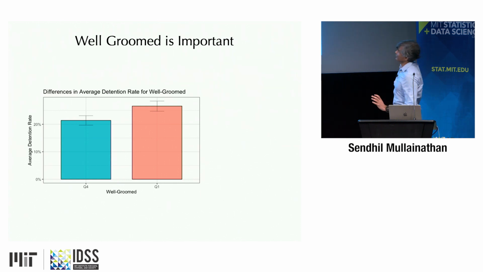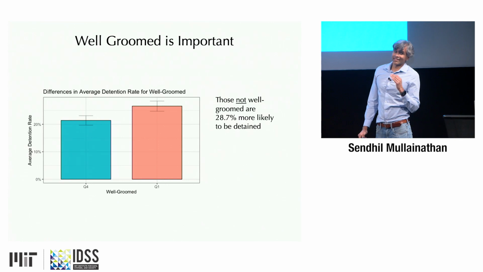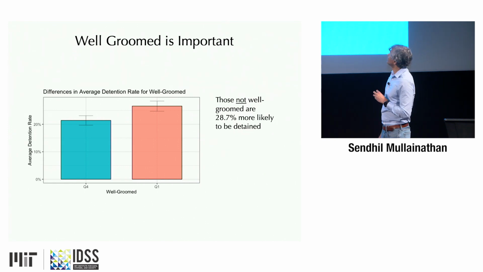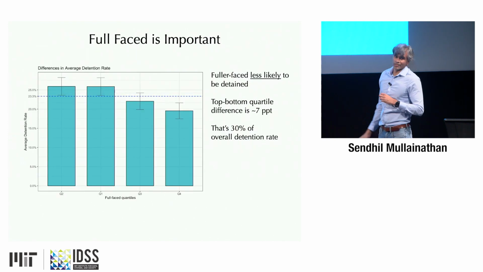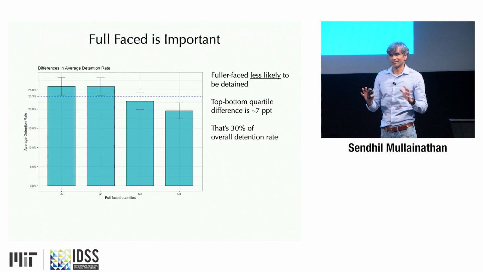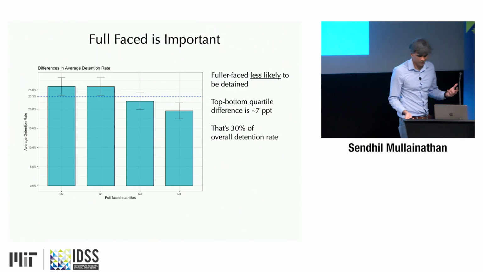So the magnitudes, just so you get a sense, between a well-groomed and non-well-groomed person, it's about 28.7% detention rates, which is on the same scale as having committed an extremely violent crime. So you can shave and commit a violent crime and be not too far off. Similarly, full face is about 30%. So these effects are huge. They are far bigger than, for example, the effects of race or skin color. The only things that come close to this are the effects of gender and violent crimes. So these two features, judges play a lot.